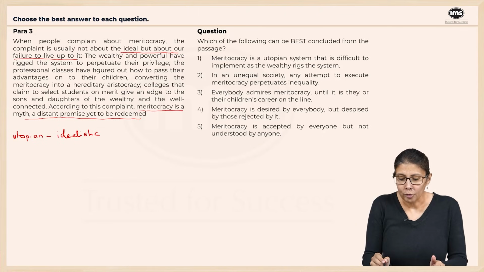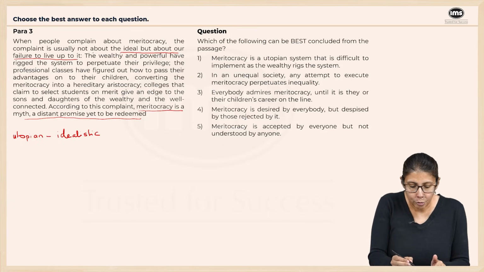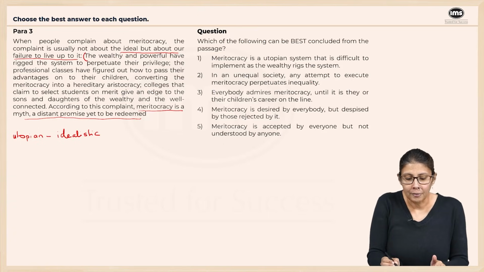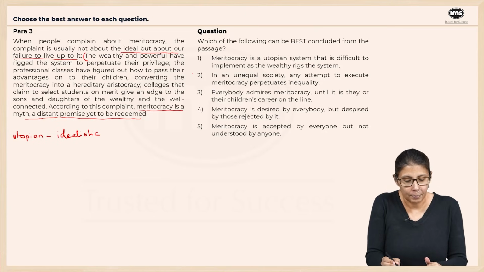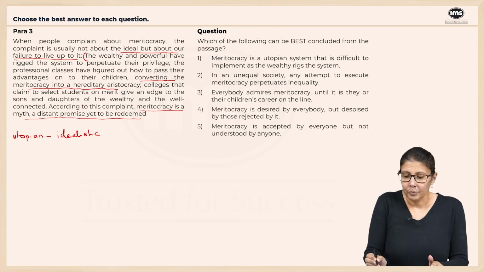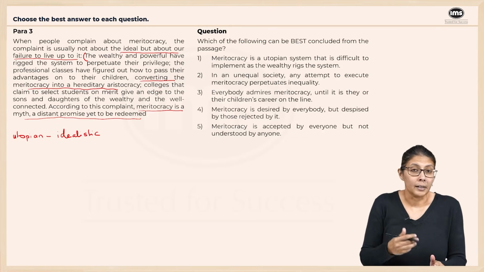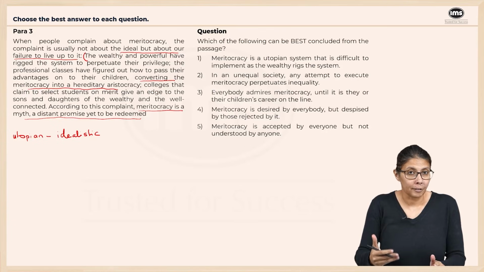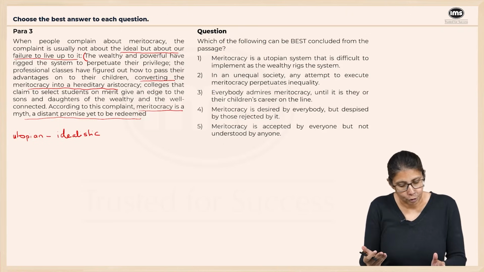In an unequal society, any attempt to execute meritocracy perpetuates inequality. Now, for this, I want you to take a look at this line. The wealthy and the powerful have rigged the system to perpetuate their privilege. They have converted the meritocracy into a hereditary aristocracy. So, it seems like our attempts to establish meritocracy keep failing because the wealthy keep manipulating the system. So, I thought option 2 also could work. So, let's keep option 2 also.